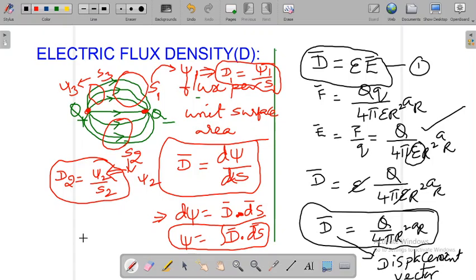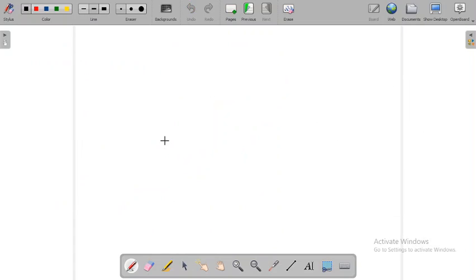This equation can be used to derive Maxwell's first equation, or else one of Maxwell's equations. Of course, we have four Maxwell's equations. By using this equation, we can derive Maxwell's first equation. To derive Maxwell's first equation, we will use Gauss's law, or simply Gauss law.